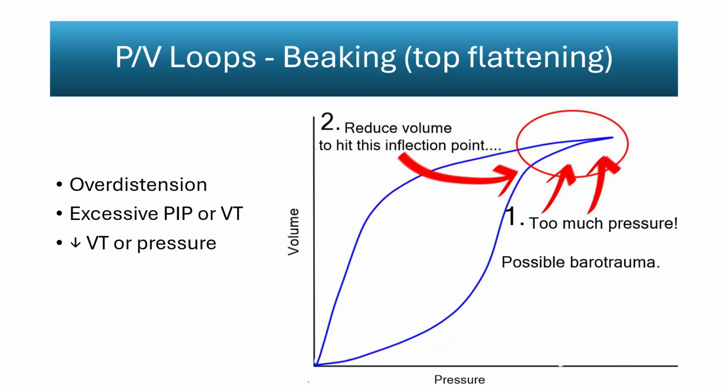It signals that the applied peak inspiratory pressure or the delivered tidal volume is too high for the current lung condition. Because the ventilator continues to push pressure into a system that can no longer accommodate additional volume, the alveoli experience high mechanical stress. The slide correctly notes that this pattern raises concern for potential barotrauma. Correction involves reducing the pressure or tidal volume to bring the breath back into the region where the lung fills efficiently without being overstretched. Lowering the target pressure or reducing tidal volume shifts the loop downward and reduces the beaking, placing ventilation back within the range that maintains recruitment without excessive distension.